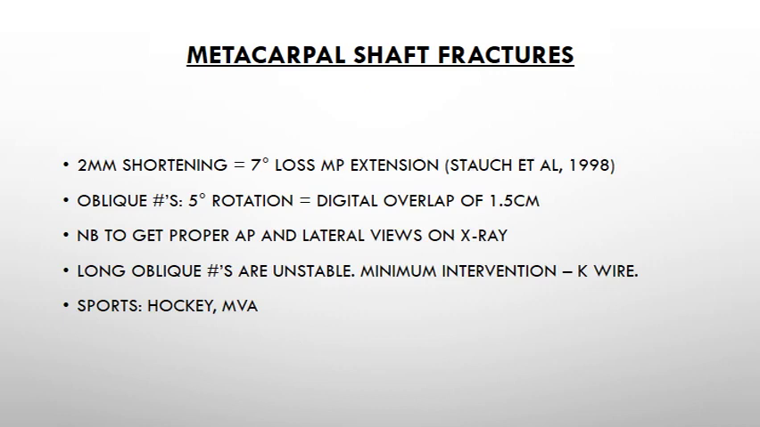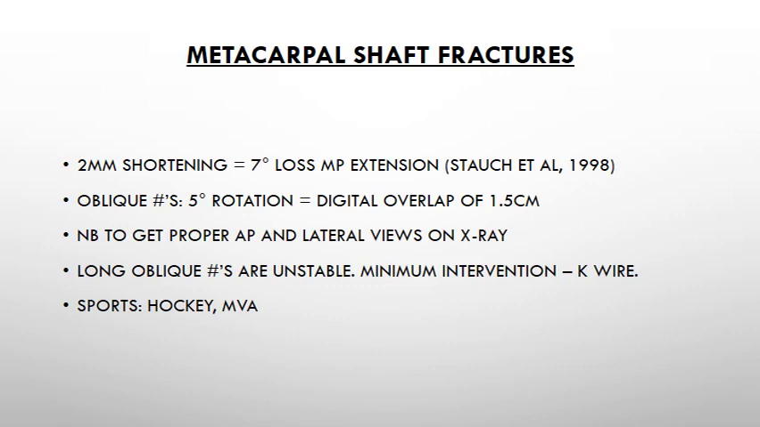Moving to the metacarpal shaft fracture, you will see that a 2 millimeter shortening produced by the fracture gives a loss of 7 degrees of metacarpophalangeal extension at your MCP joint. When it's an oblique fracture and there's a rotation, for every 5 degrees of rotation, when making a fist, the one finger affected will overlap the other finger by 1.5 centimeters. And this is often the biggest concern, this overlapping finger when making a fist.